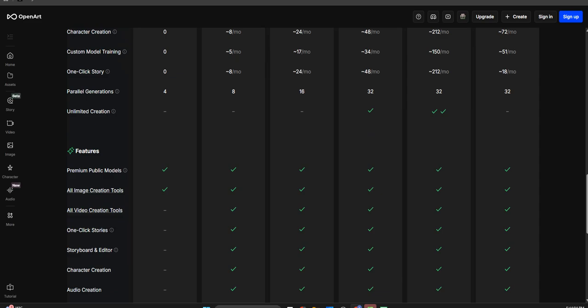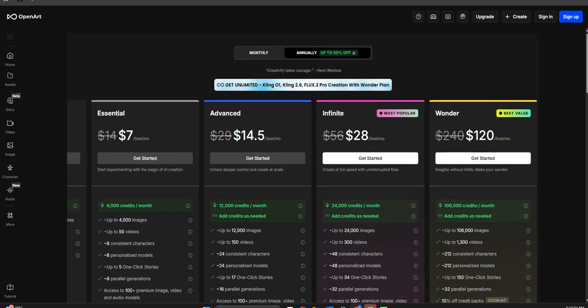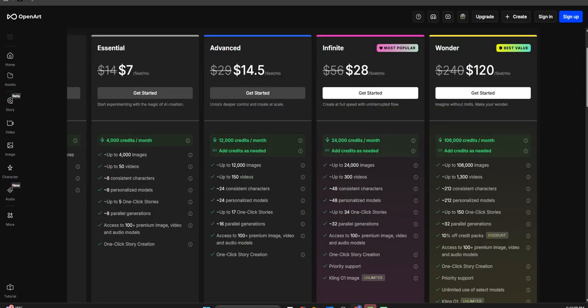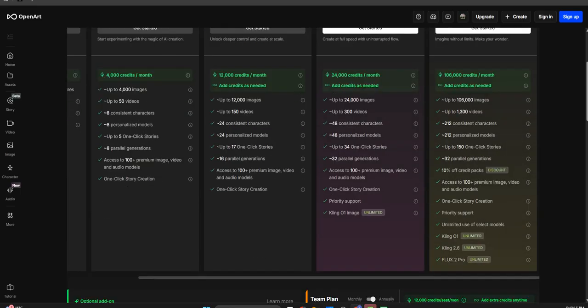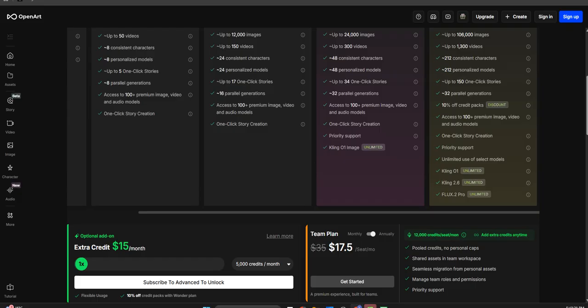It's the perfect low commitment way for you to jump in, generate a few things, and really see the platform's potential. And once you're hooked, that's when they push you into one of their 3 paid tiers. Right. You've got the essential plan for about $7 a month, the advanced for $14.50, and then the top tier, infinite, for $28 a month. And those plans unlock the full range of features. They do, and the features are pretty significant.